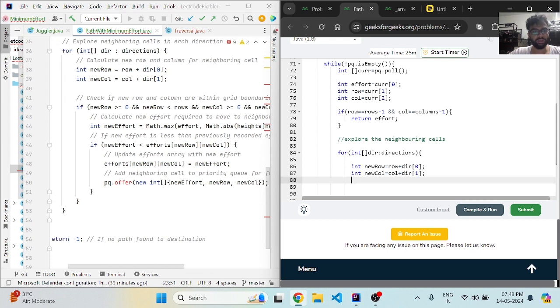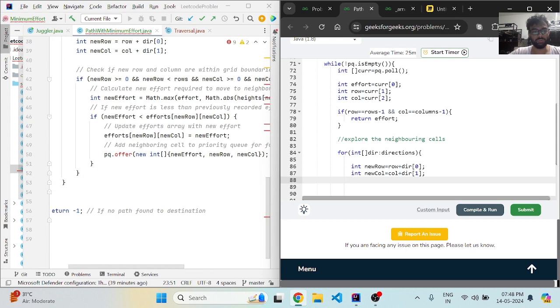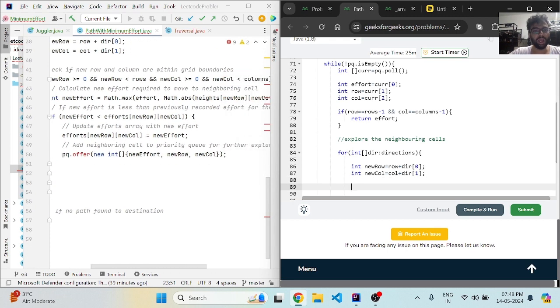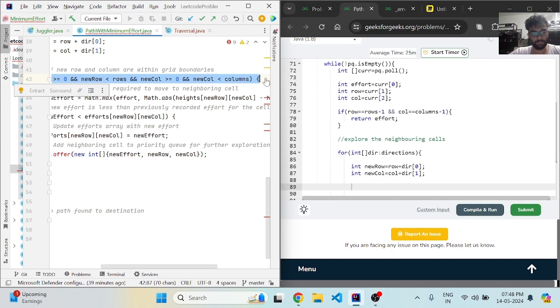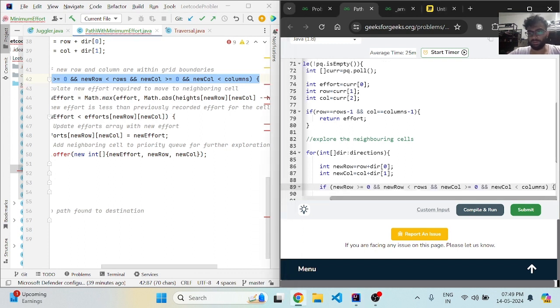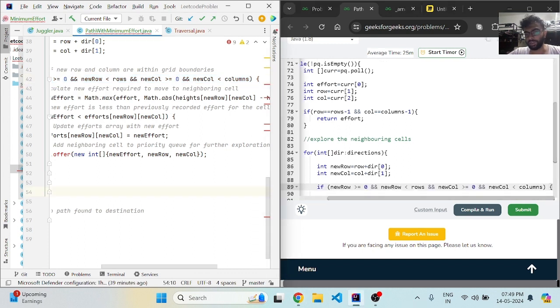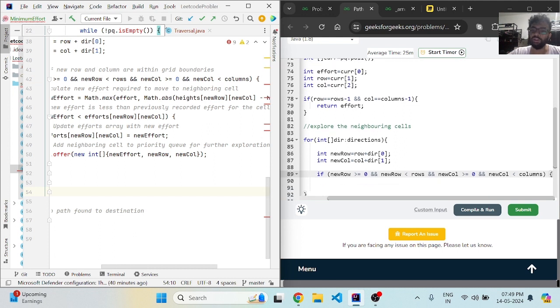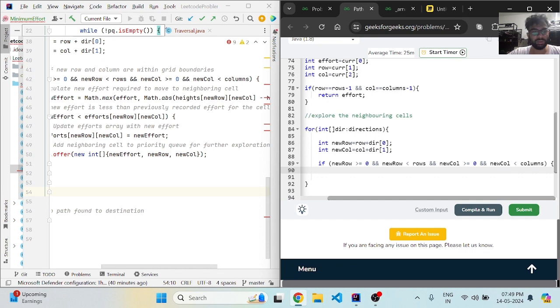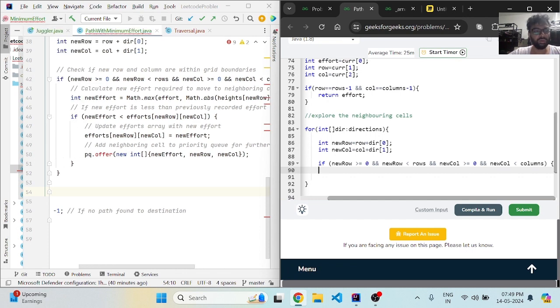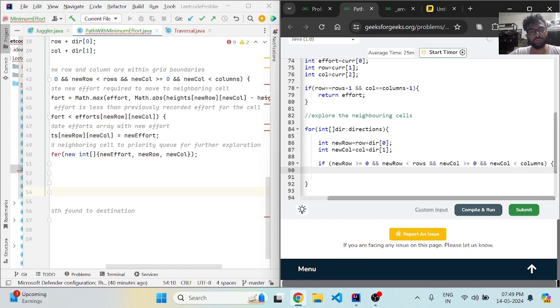Once the rows and columns are done, we can check if the new row and column are within grid boundaries. I can just paste it over here, saying if the new row is greater than or equal to 0, yes, the new row has to be greater than or equal to 0, and lesser than the maximum boundary. Similarly for the column. I'm not going to explain all this basic stuff, but now I'm going to calculate the new effort required to move to a neighboring cell.